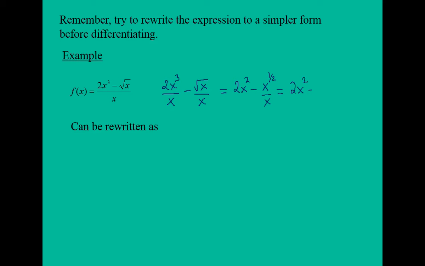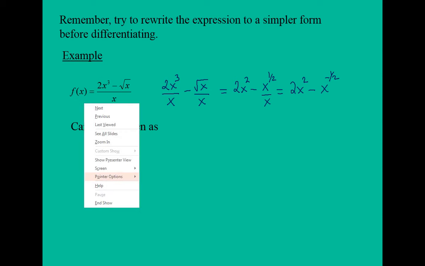2x squared minus x to the negative 1/2. Now we could just apply the power rule to find the derivative. We don't have to use the quotient rule.